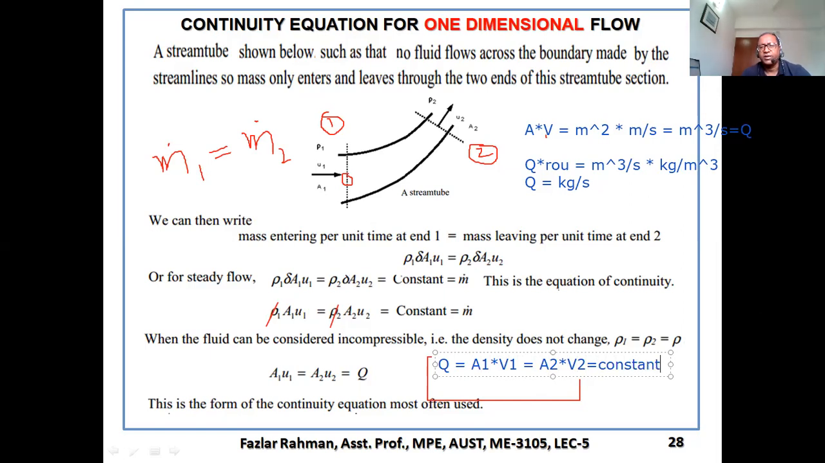So what happened? If you know the velocity at point 1, and you know the area at the other point, then you need to know the velocity there. How can you figure it out? Directly, if you know the areas, from here I can write V2 equal to A1 V1 divided by A2. Okay.